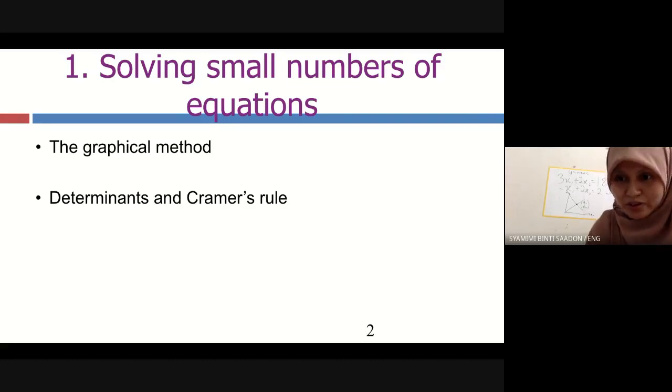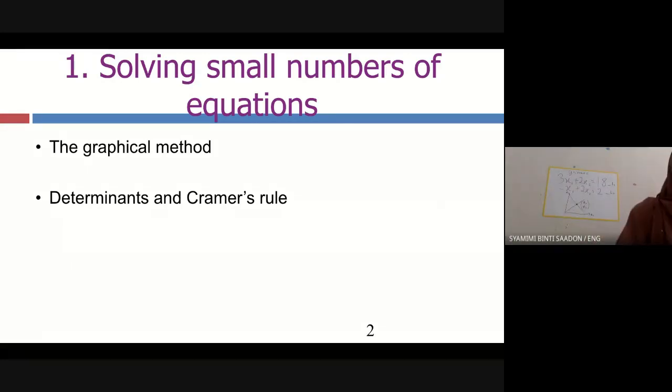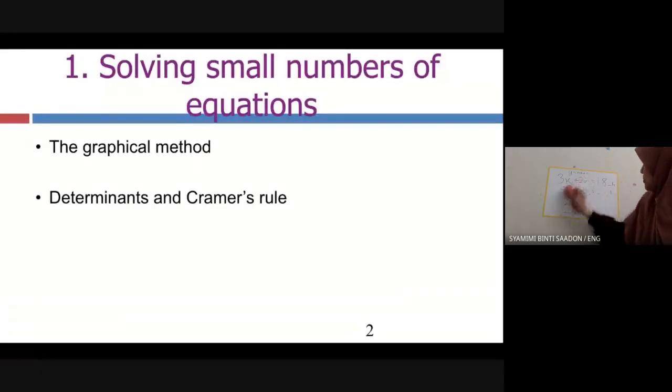Okay, so the x1 is correct, 4. So if we substitute the x1 in the equation, we can simply solve for x2, and we get 3. Okay? That's more okay. Next, the determinants and Cramer's rule.